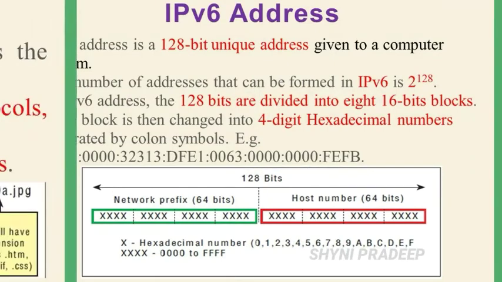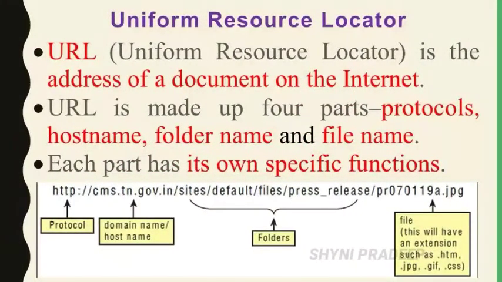The next topic is Uniform Resource Locator. URL stands for Uniform Resource Locator. It is the address of a document on the internet. URL is made up of 4 parts. What are they? Protocol, host name, folder name and file name. Each part has its own specific function.